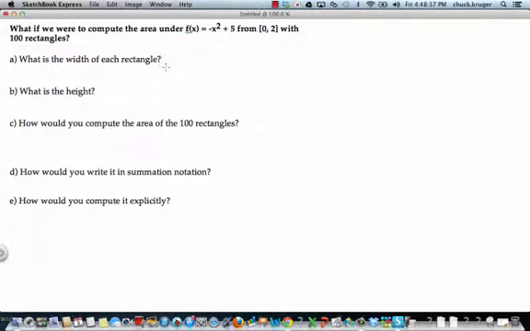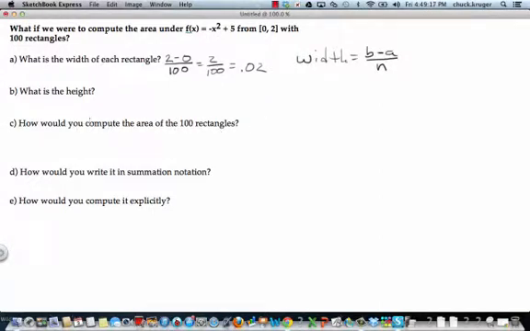What's the width of each rectangle? Well, I have 100 of them, so it's 2 minus 0, that's the length, that's b minus a, over 100, which is my number of rectangles. So I have 2 over 100, which is the same as 0.02. In general, the width of my rectangle is calculated as b minus a, where b is my right-hand number and a is my left-hand number, the length of my interval divided by n, which is my number of rectangles.